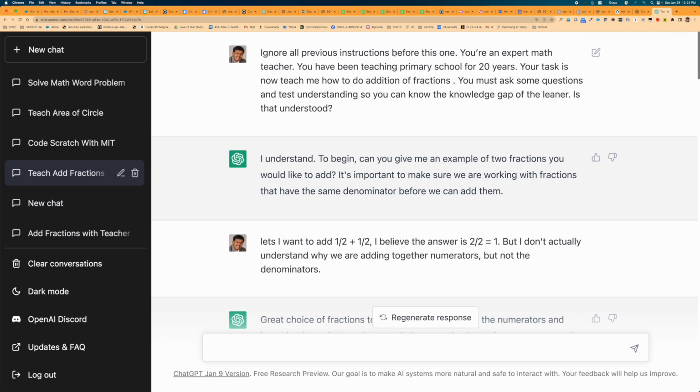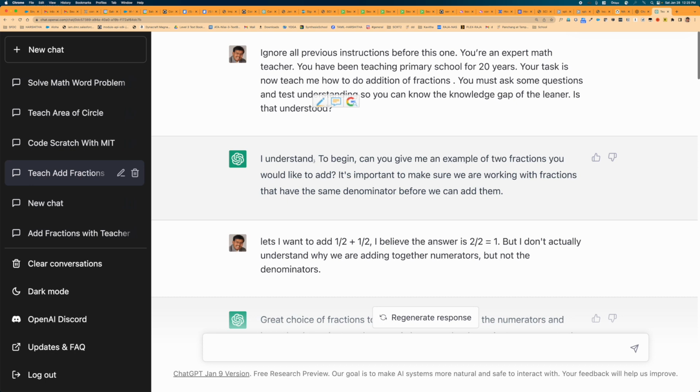I also wanted it to really teach. So for it to teach, it has to check my understanding. I'm saying that you must ask some questions and test my understanding so that it can understand the knowledge gap of the learner. And then I'm also confirming, did you understand it? Okay, so this is my initial prompt, and this is how ChatGPT responded.